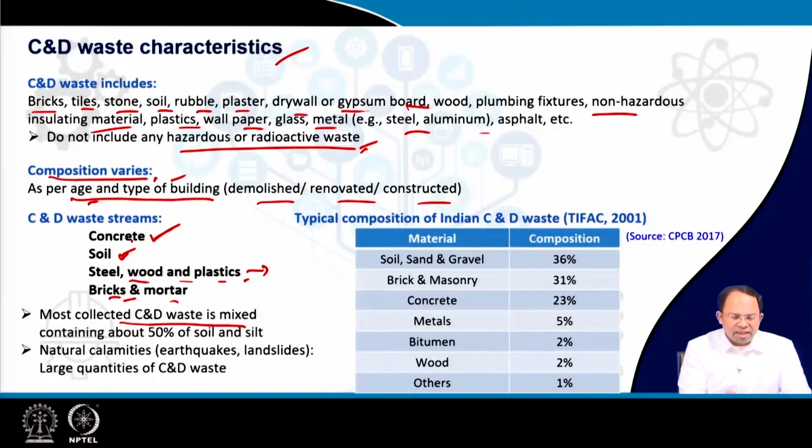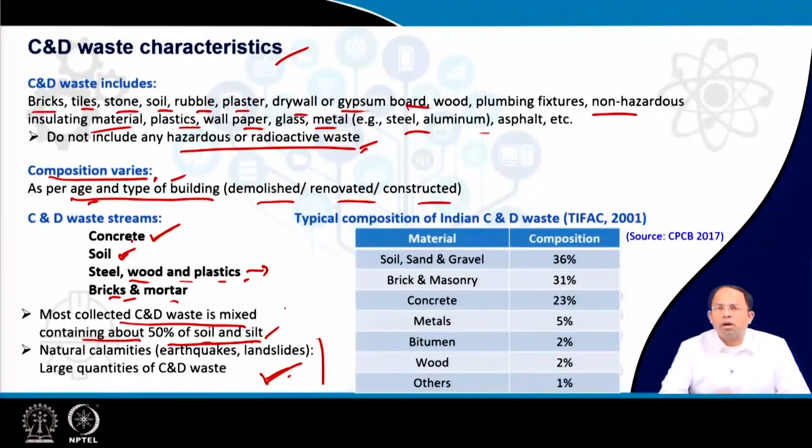So, most collected C&D waste is mixed, containing about 50% soil and silt. As we are talking, all these things are mixed together, and along with that there is also soil and silt, which is about 50% of all waste. Particularly during natural calamities, because of destruction, a lot of C&D waste is generated. But depending on what kind of event it was, if it was a flooding event, we can have a lot of silt and soil. If it was something like an earthquake, then a lot of rubble, bricks and mortar would be there.